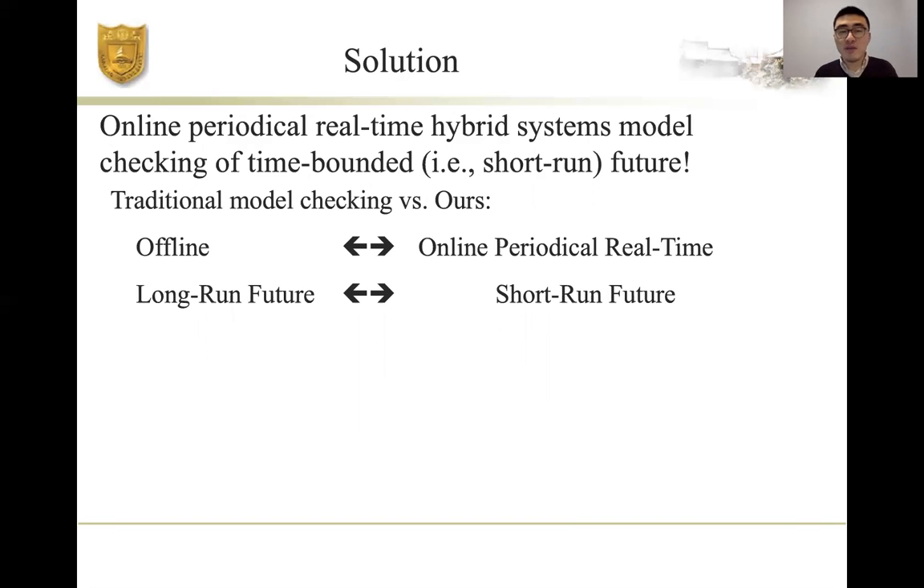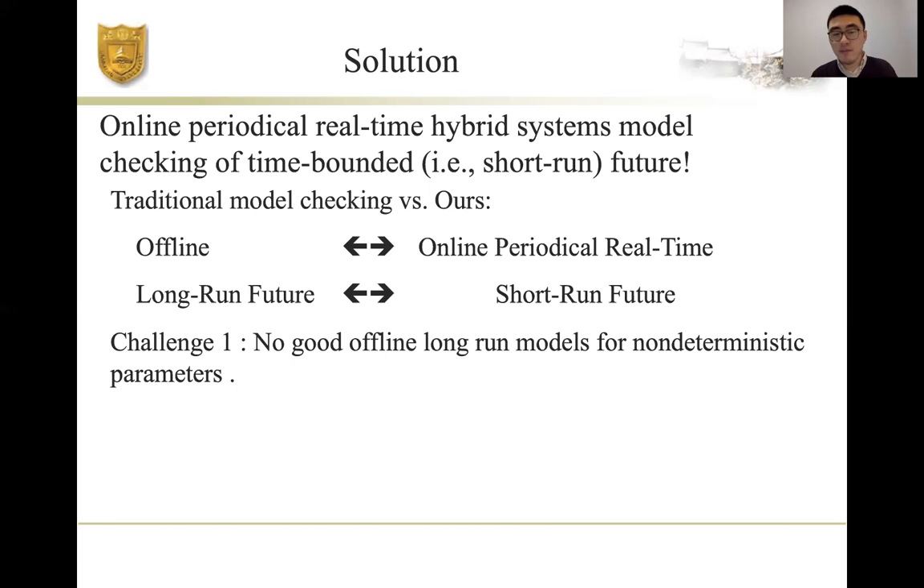Traditional model checking is offline and considers the long-run future, either the state space forever or the state space in n steps, right? But for us, we only do online, periodical, real-time checking, and we only consider short-run features.